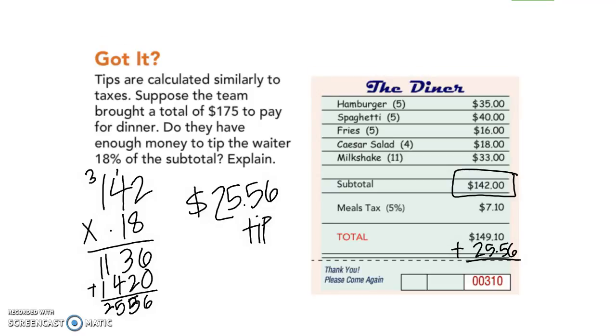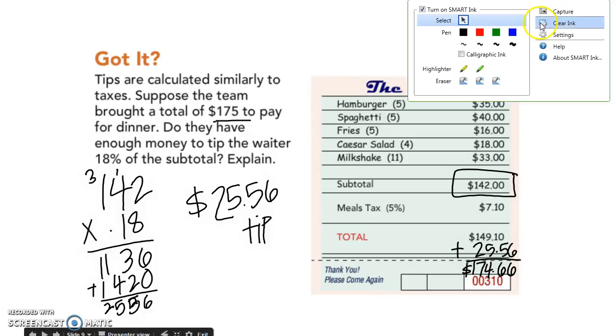So I'm going to add $149.10 plus $25.56, and I'm getting $174.66. So is that enough money to pay that tip? Yes, that's just enough money. I'm going to have like, what, 34 cents left over? So that is how we do the tip.